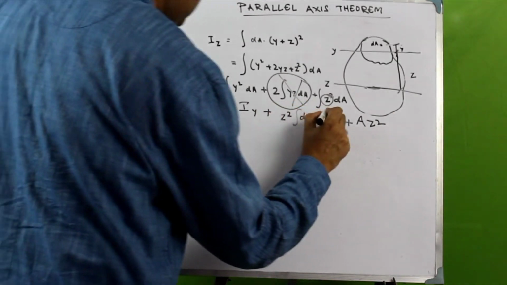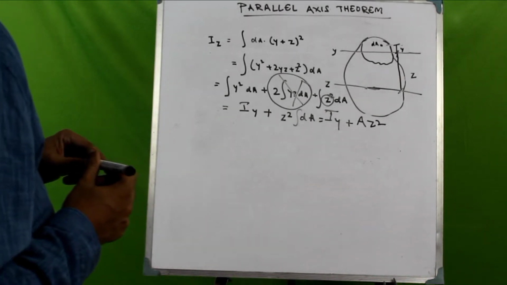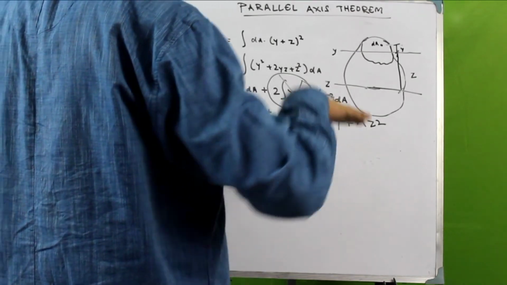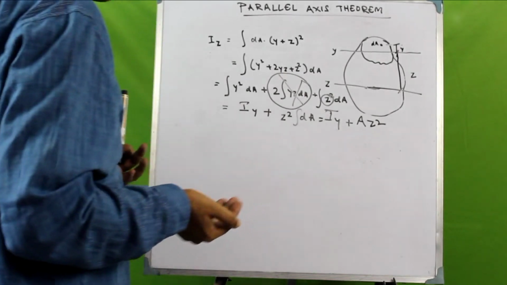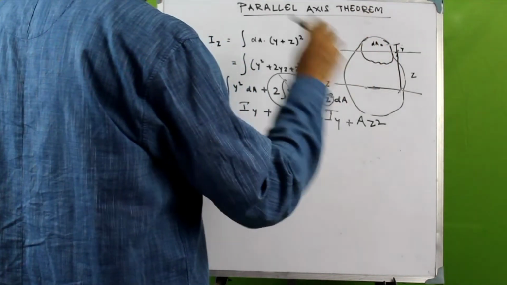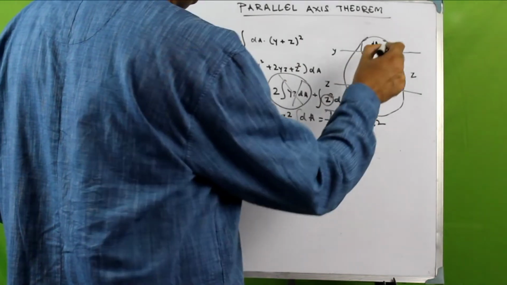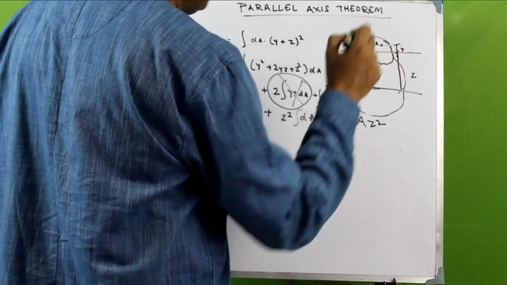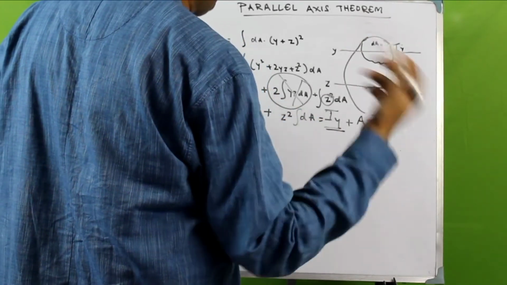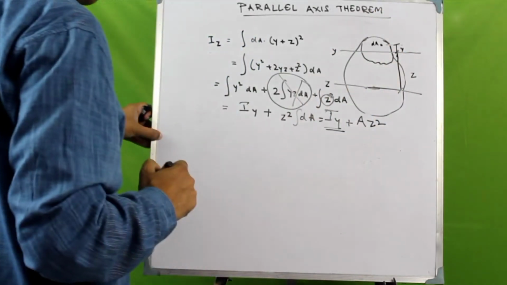So what does it mean? It means that if you are to find the moment of inertia of a small area which is a part of a larger area about the centroidal axis of the larger area, all that you need to do is find out the moment of inertia of the part area about its own centroidal axis, which is Iy, and then add that to the product of the cross-sectional area of the part area with the square of the distance between the centroidal axis of the part area and the centroidal axis of the whole area, right?